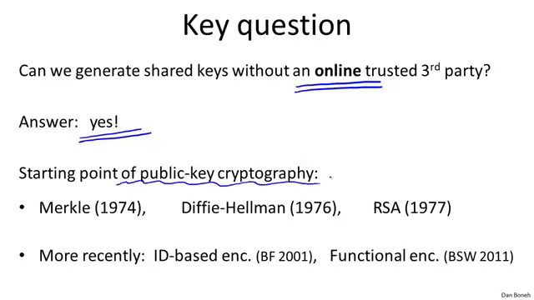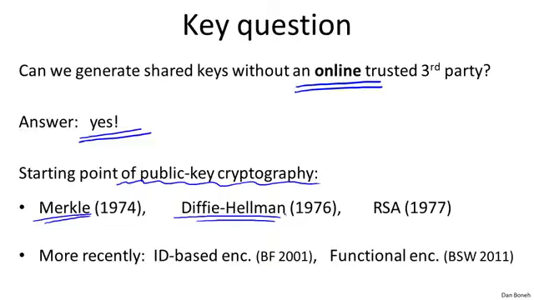So I'm going to show you 3 ideas for making this happen, and we're going to talk about them in much more detail in the coming modules. So the first idea is actually due to Ralph Merkle back in 1974. This was when he was just an undergraduate student, and already he came up with this really nice idea for key exchange without an online trusted third party. So that's one example that we're going to look at.